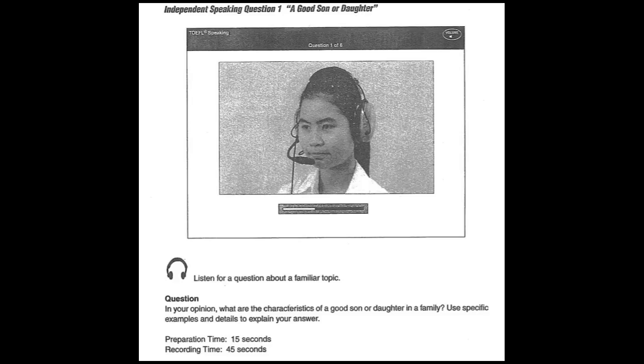In your opinion, what are the characteristics of a good son or daughter in a family? Use specific examples and details to explain your answer. Please prepare your answer after the beep. Please begin speaking after the beep.